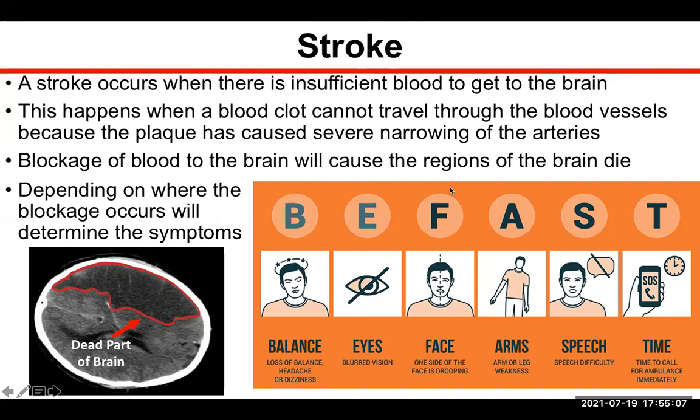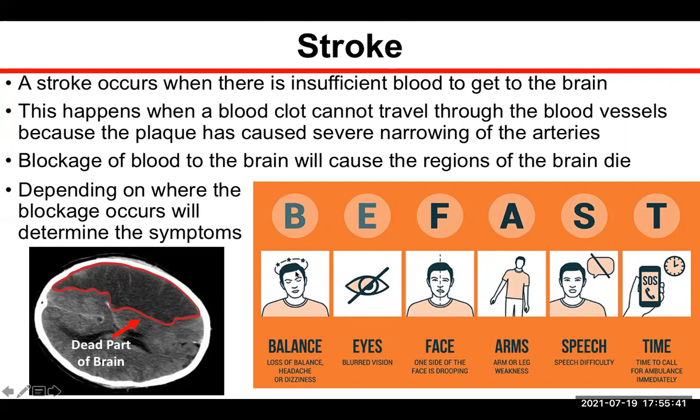And depending on what blockage it is, because your brain's highly vascularized, meaning it has a lot of different blood vessels supplying nutrients to the whole brain, if you have a blockage of one of the main arteries, basically you can go ahead and kill off a whole region. And every single region in the brain has a specific function. And so if you have blood that is inhibited from going to your cerebellum, so the back of your head, then that's going to result in issues with your balance.